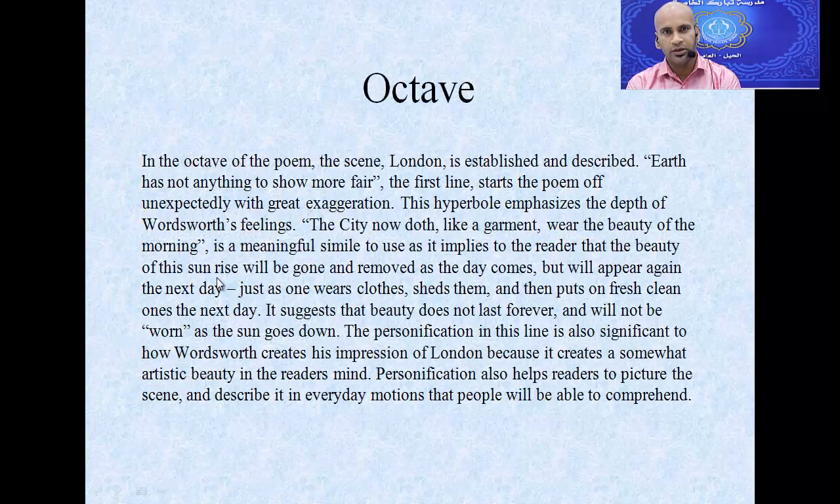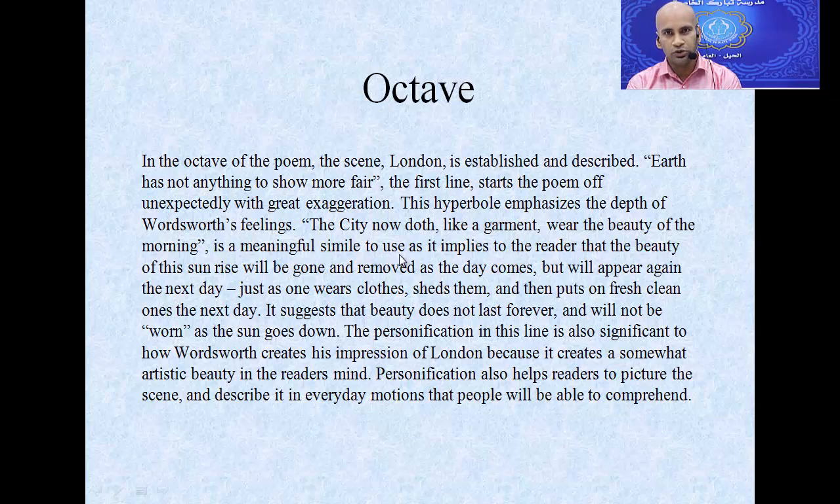Now let's go through the poem. The octave. As we know, octave means the first 8 lines of a Petrarchan or Italian sonnet. Here, the first 8 lines present the beauty of Westminster Bridge and the sight that he had seen. It is a wonderful description, as we can find in "earth cannot show him more beautiful," which is indeed an exaggeration. This means a hyperbole.